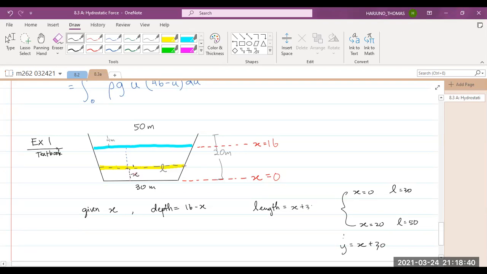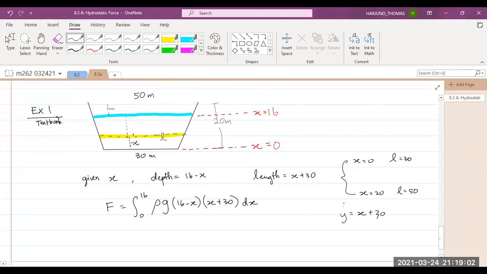x plus 30. Now then the force will be the integral from x equals 0 to x equals 16 of rho g, the depth, which is 16 minus x, times the length, x plus 30, dx. How do we show that we will get the same answer? Substitution again. Let u equal 16 minus x. So du equals negative dx, right?